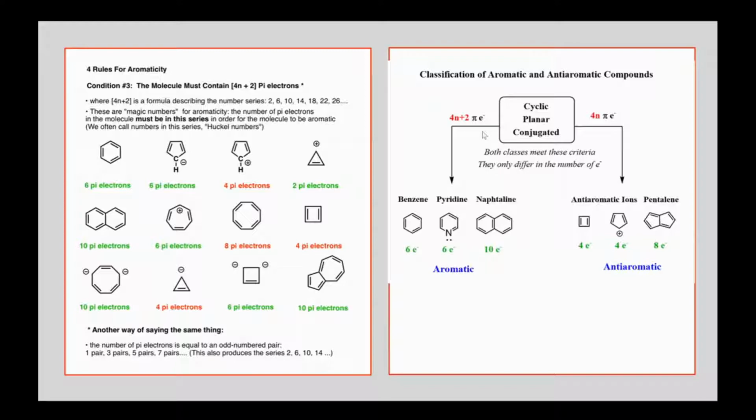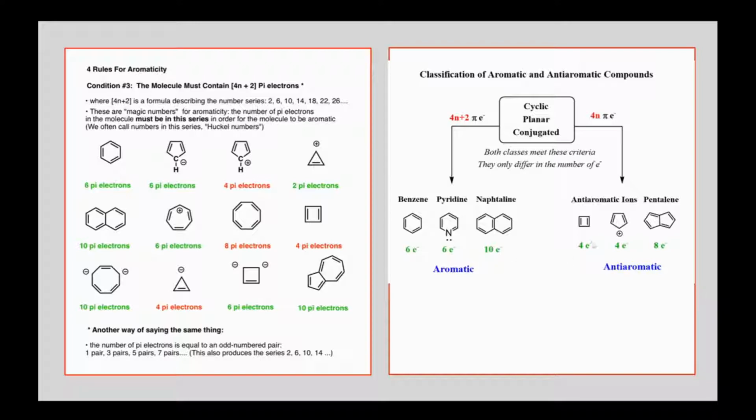Let's classify which compound is aromatic and which compound is anti-aromatic. If any compound obeys two rules, which are cyclic and planar conjugated, and it does not obey Huckel's rule, that is going to be anti-aromatic. So there's a difference between non-aromatic, aromatic, and anti-aromatic. Non-aromatic is anything which is not cyclic. Aromatic is anything which is cyclic, conjugated, and obeys Huckel's rule. And anti-aromatic is cyclic, planar, and conjugated, but does not obey Huckel's rule.